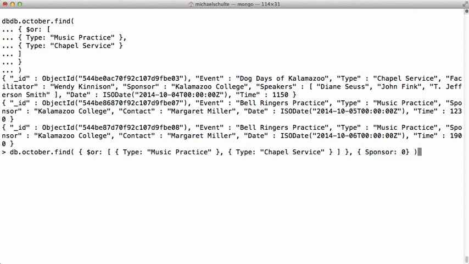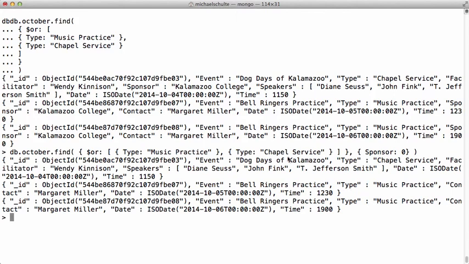And then I'll close the parentheses, and we'll see now, when it prints them out, comparing it to up above, here we had sponsor Kalamazoo College. Now when we look, we don't see that anymore. It goes straight from facilitator Wendy Kinnison to speakers and lists the speakers. So that's one way to suppress the content of particular fields.